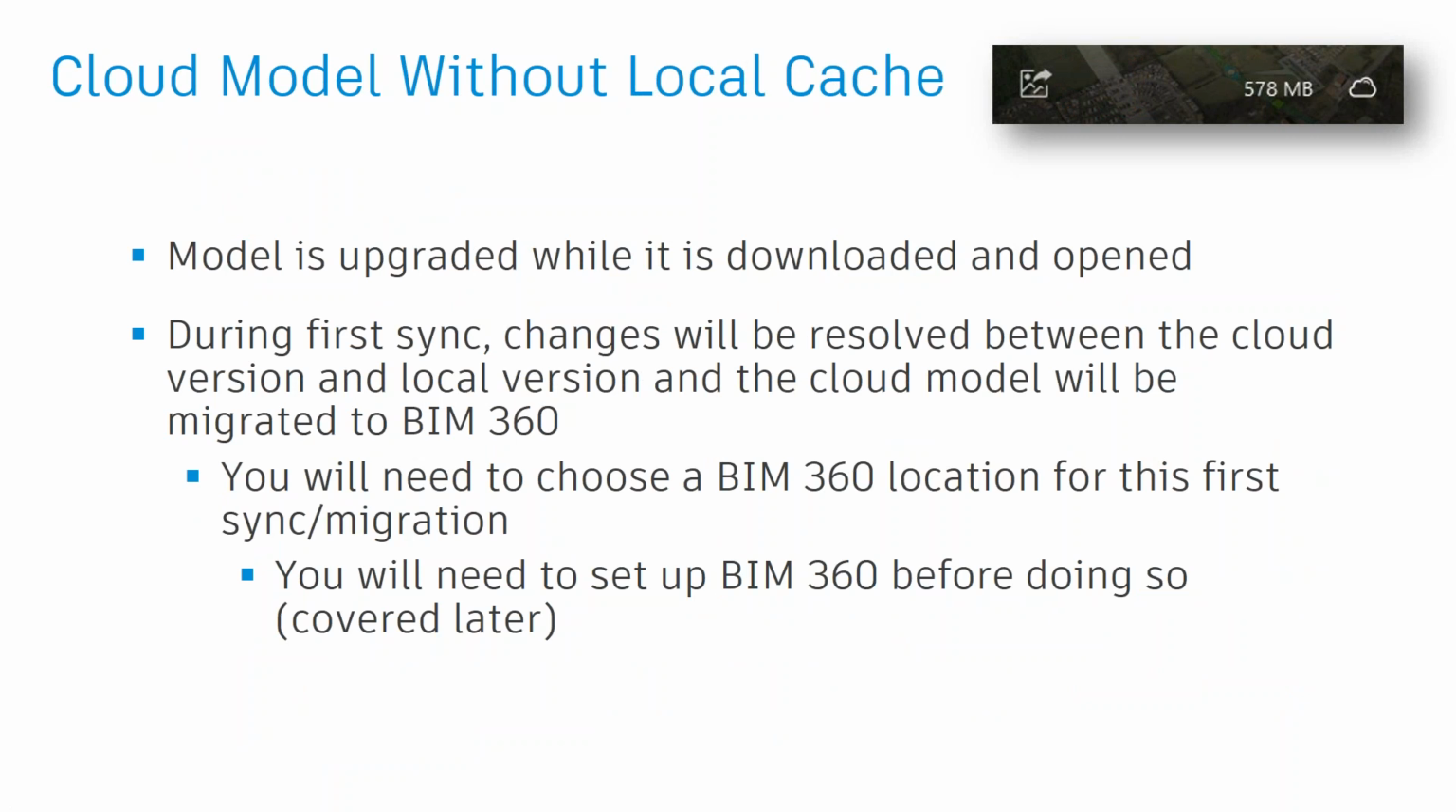So what about a cloud model without a local cache, strictly local? Well, the way the process works is it opens and upgrades a local version. So what it's going to do is download the model version and then open and upgrade that at the same time. So you don't get the options that you had before. You don't get upgrade model and upgrade a copy.